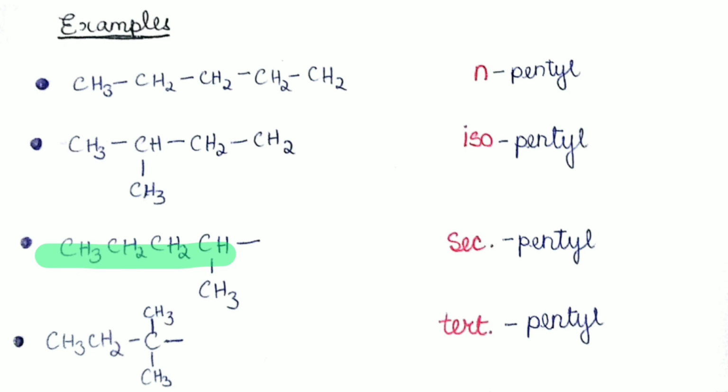And we can see here that this side chain also consists of 5 carbon atoms. However, there are 2 methyl group branchings at the free valent carbon. So as we learned, this is called the tertiary pentyl.